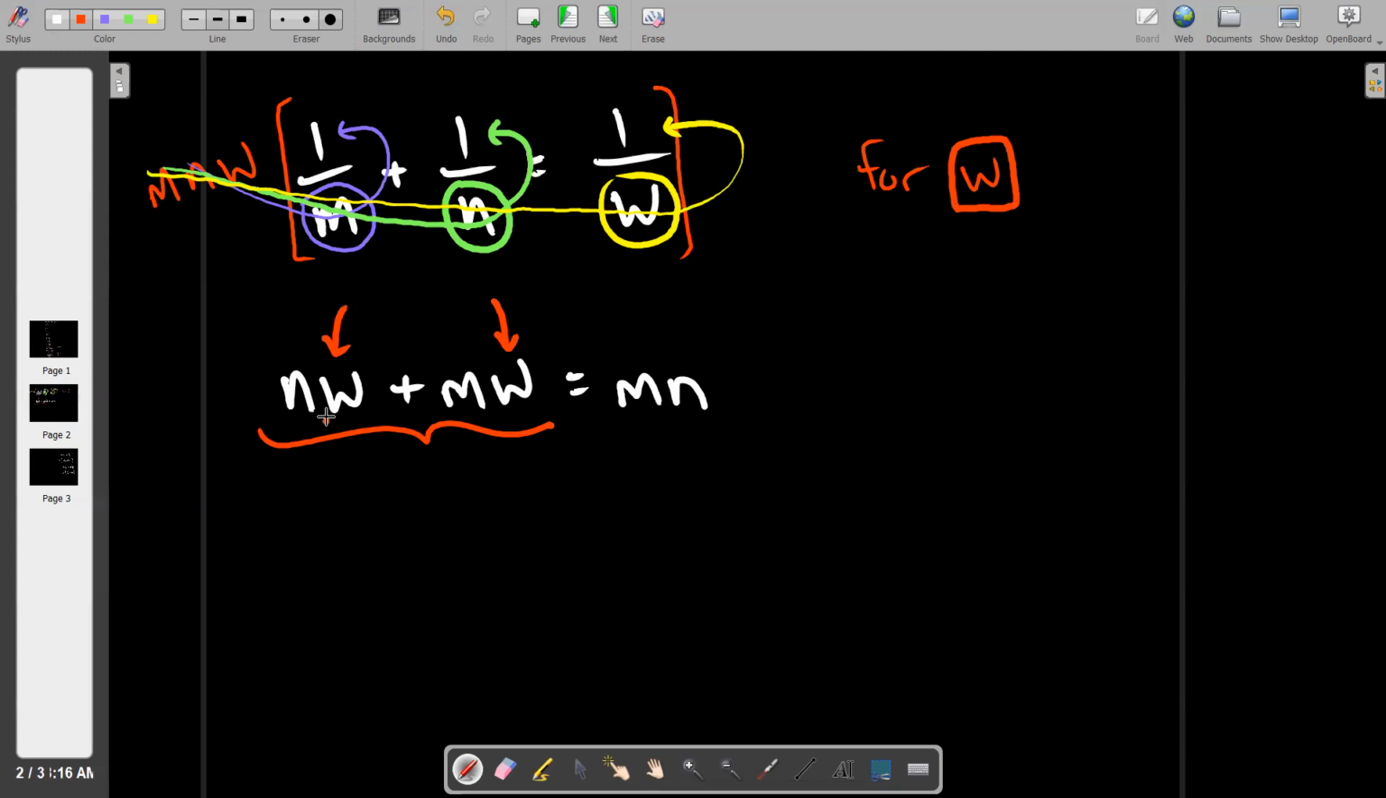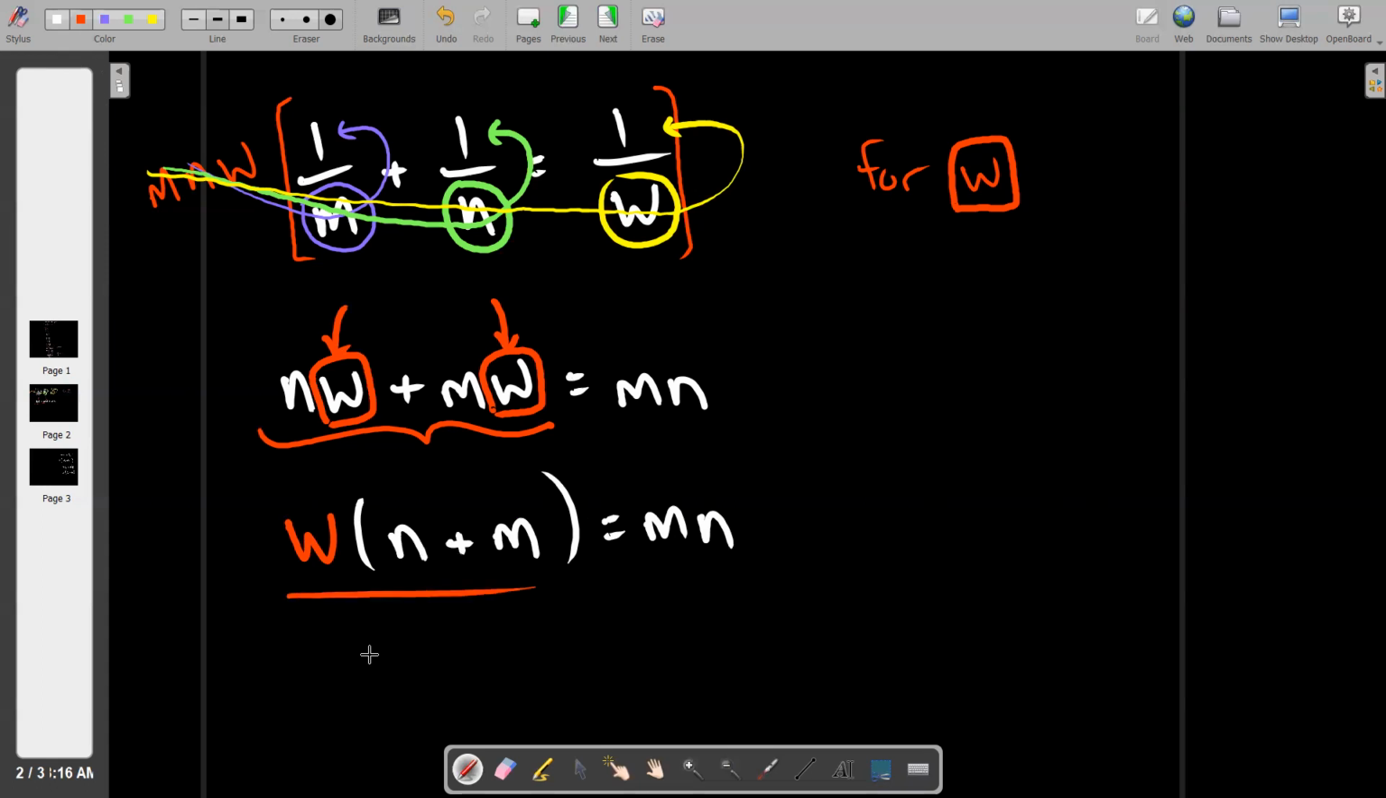So I'm going to take this W, and I'm going to pull out a copy in front like this, W times. And what will be left over? N plus M. And what a powerful bit of mathematical ingenuity that is. Because now, if I say, hey, solve for W, you just divide by N plus M.